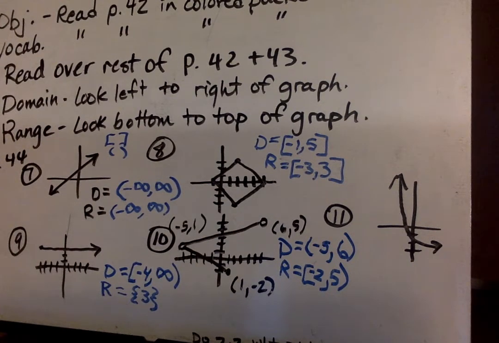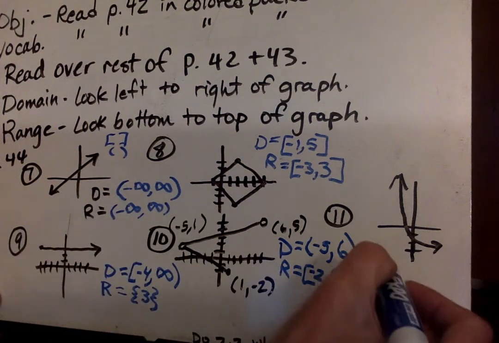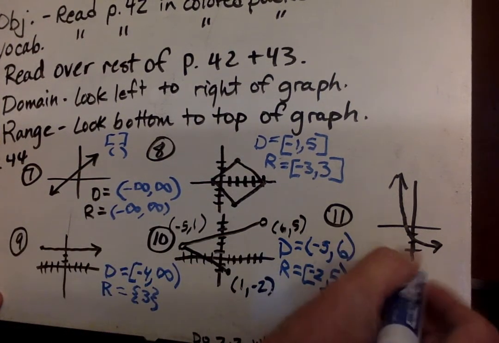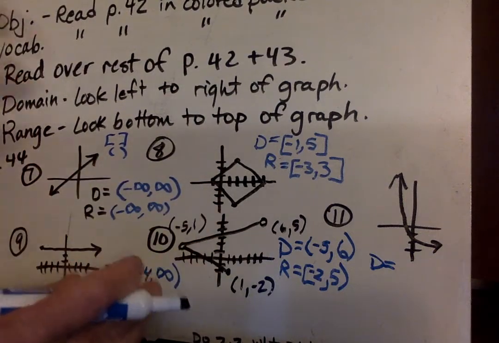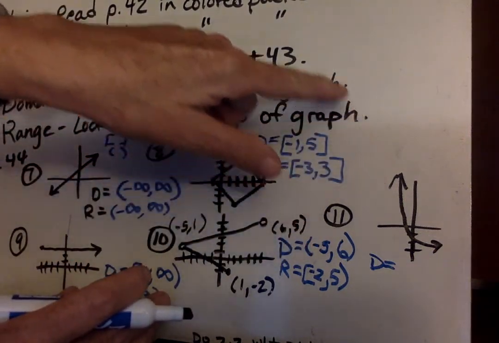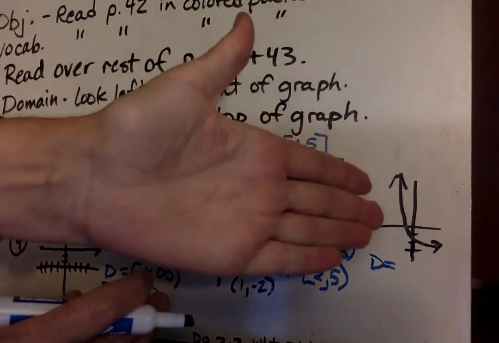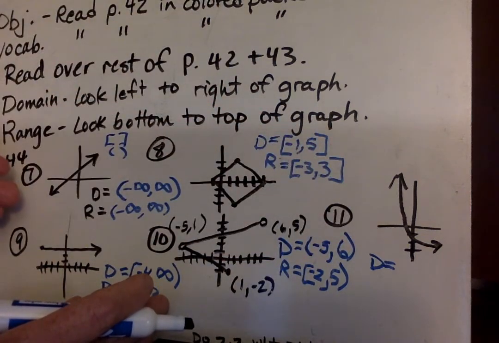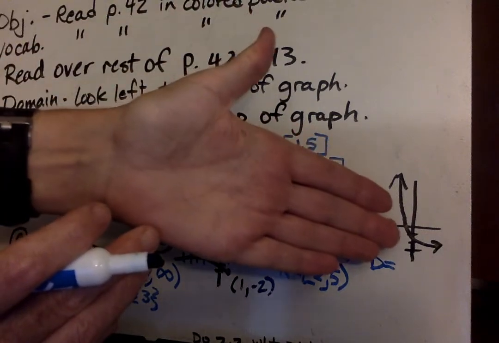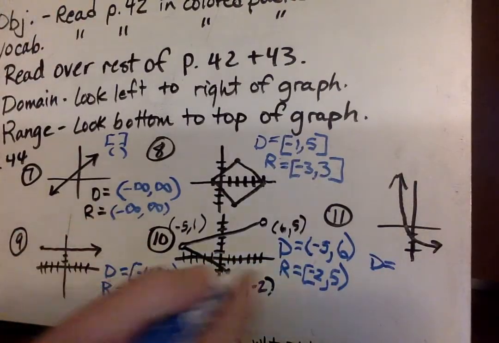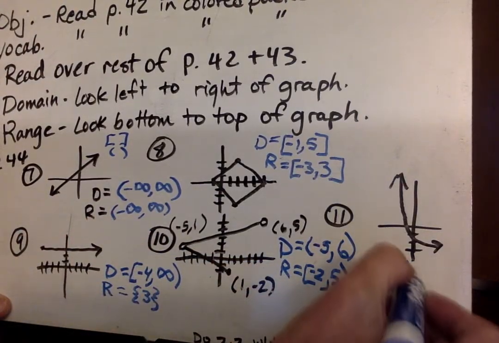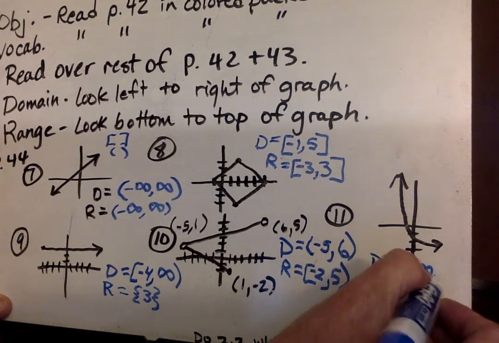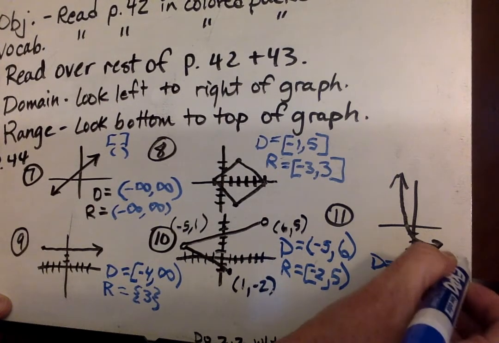The last one is number 11 over here. So we say the domain here. So I look left to right. This is going to keep going up and up, which means it'll keep going left more and more. You will eventually get all of those numbers on the left side. This one keeps going right forever. So the domain is going to be -infinity, comma, +infinity.